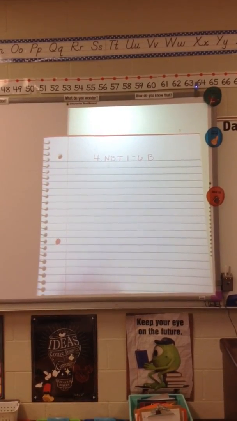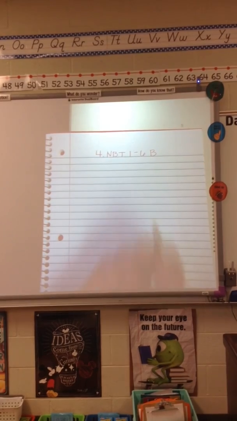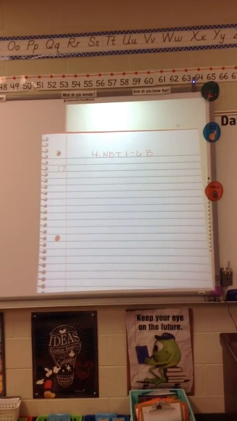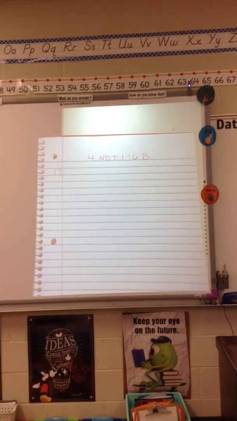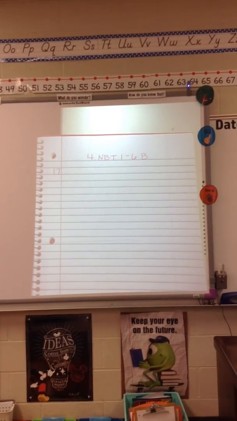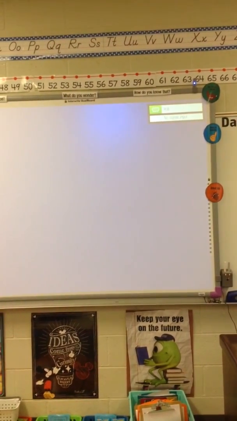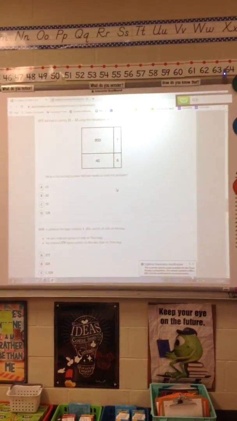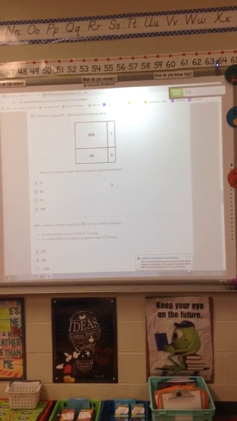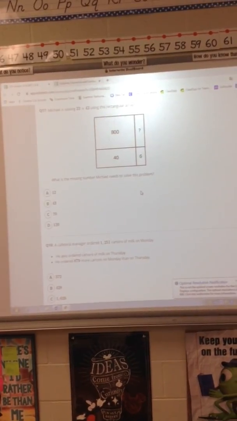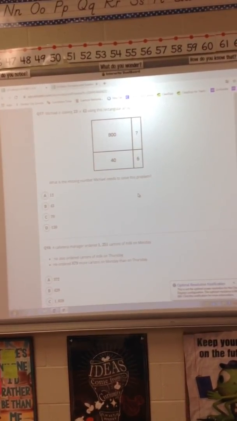So the first problem we're going to look at is problem number 17. Let me show you what that looks like. And I'll show you how to work that out to remind you how to do problems that we have done all year. So the first problem is number 17, and it says Michael is solving 23 times 42 using this rectangular array. What is the missing number Michael needs to solve this problem?